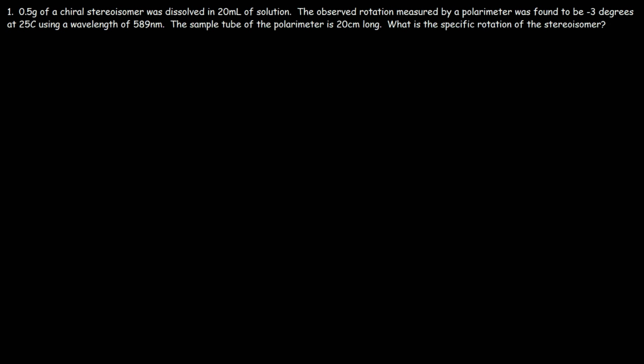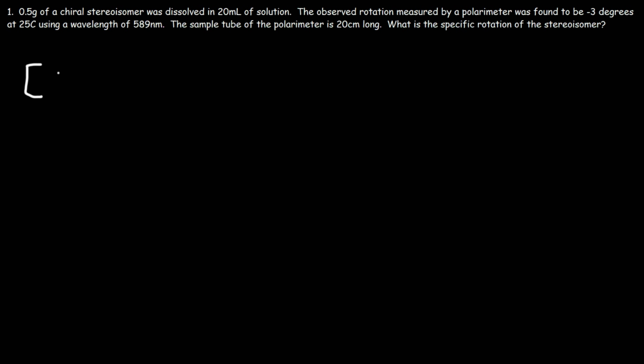Number 1, 0.5 grams of a chiral stereoisomer was dissolved in 20 milliliters of solution. The observed rotation measured by a polarimeter was found to be -3 degrees at 25 degrees Celsius using a wavelength of 589 nanometers. The sample tube of the polarimeter is 20 centimeters long. What is the specific rotation of the stereoisomer?